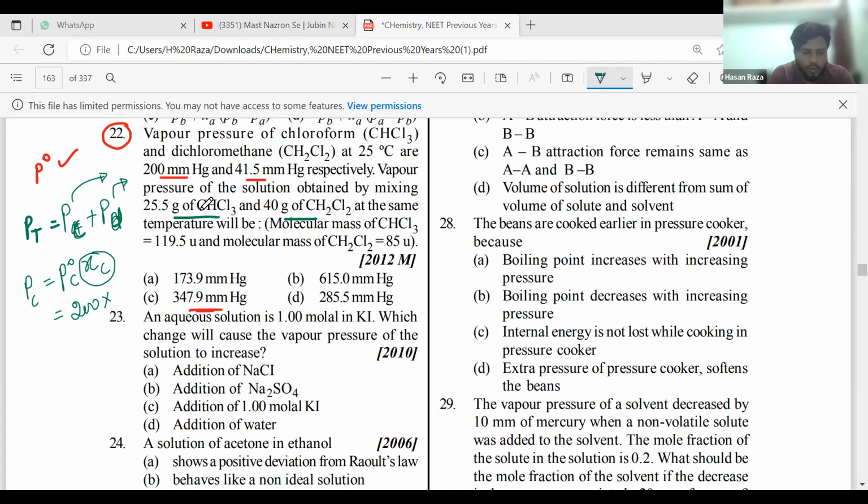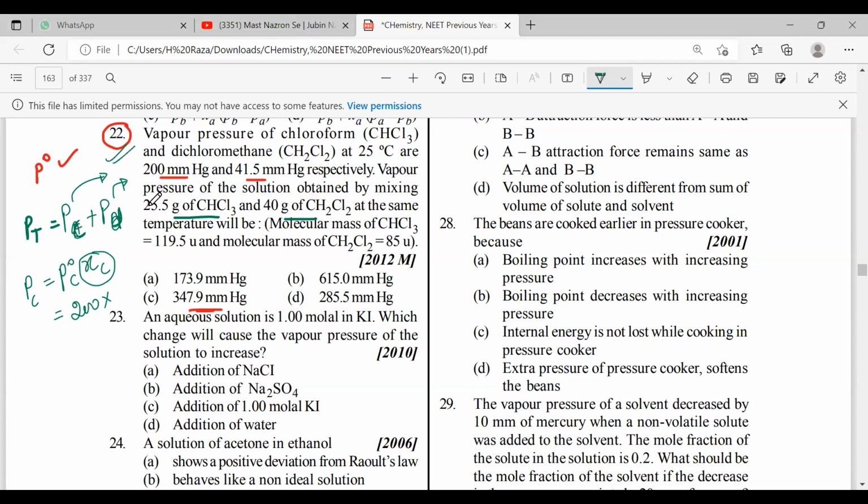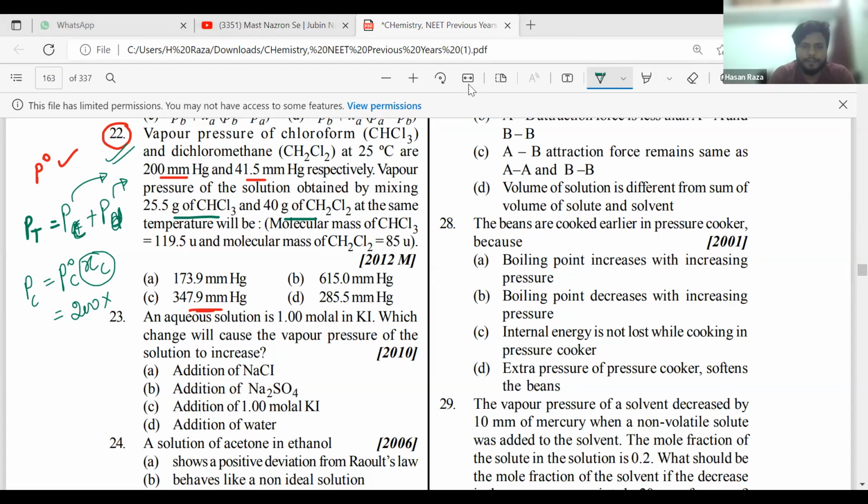Can you find the mole fraction of chloroform? What is the mole fraction of chloroform? Anyone? Sir, is it 1.67? Sir, is it 0.47? Have you written the question? Yes. Okay.